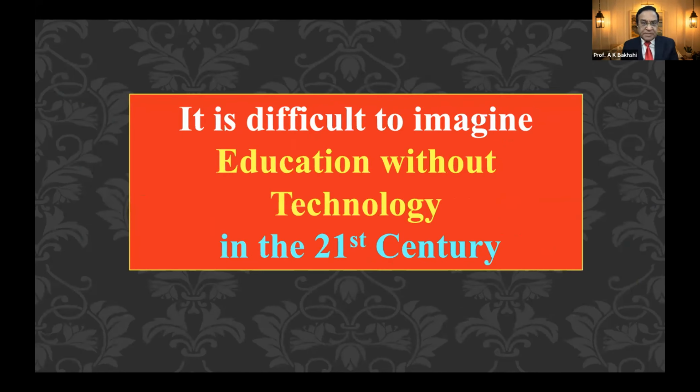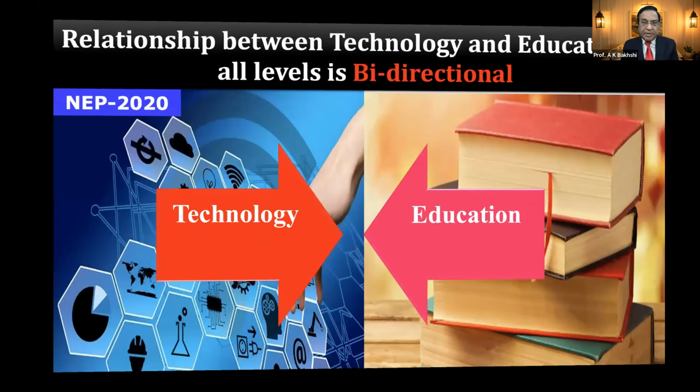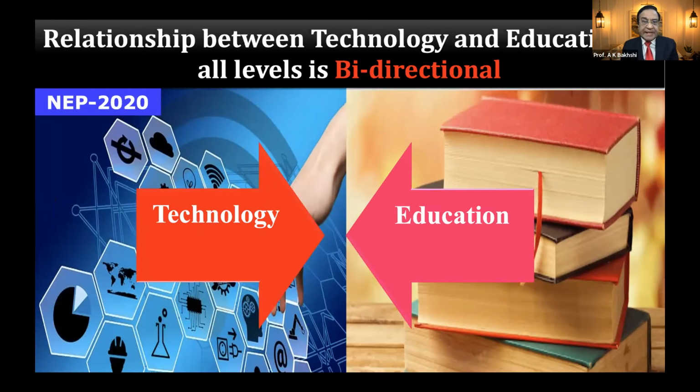You know, we are living in the 21st century, and let me tell you, it's very difficult to imagine education without technology in the 21st century. Almost impossible. And if you look at the new education policy, there it is very clearly mentioned that the relationship between technology and education at all levels is bidirectional. Bidirectional means technology enhances the quality of education, and enhanced quality of education then further improves the technology. So they feed on each other.